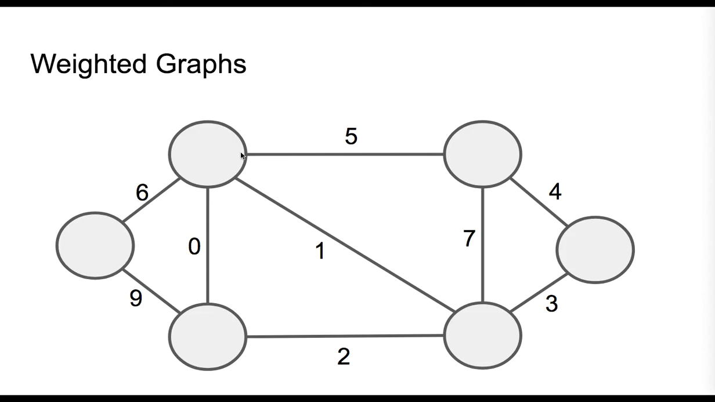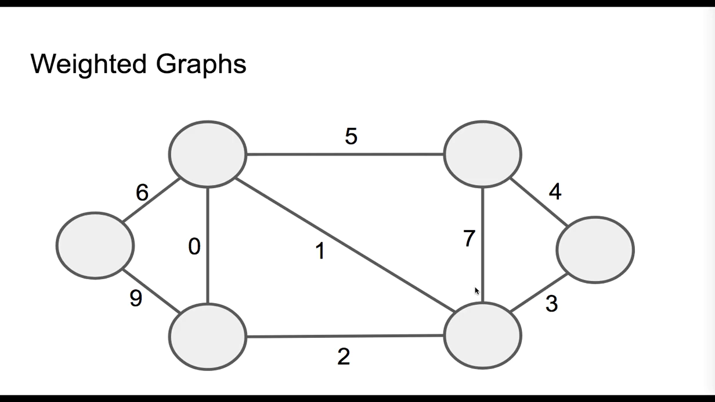So it maybe is 5 miles between this node and this node, but it's only 1 mile between this node and this node because of the weight on these edges. These don't have to represent distances, but it's some amount of cost that the program should be paying attention to, represented by these numbers. So in a weighted graph, each edge has some number associated with it.